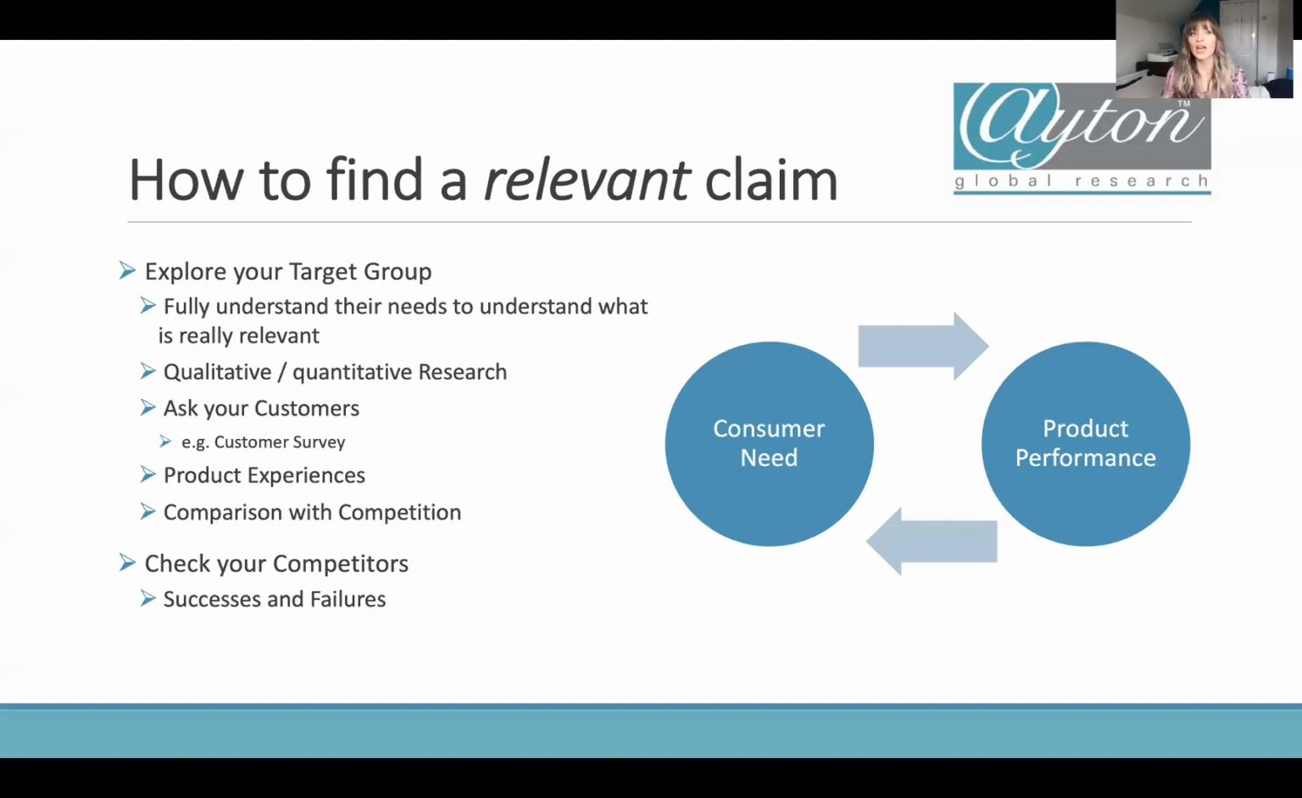Make sure you're on there, and also always try to take it a step further. So what are they saying that, actually, if we got the evidence for it, we could also say this. So it should be this kind of wheel essentially, which goes from product performance to consumer need. What does your product actually do, and what does the consumer want? And that is really how you get the best marriage of your relevant claim.